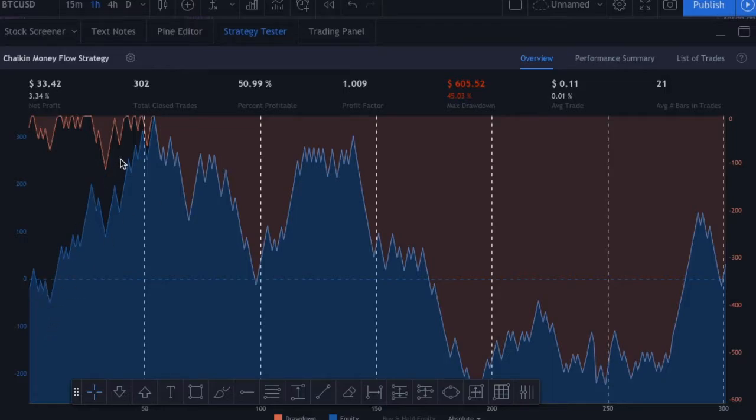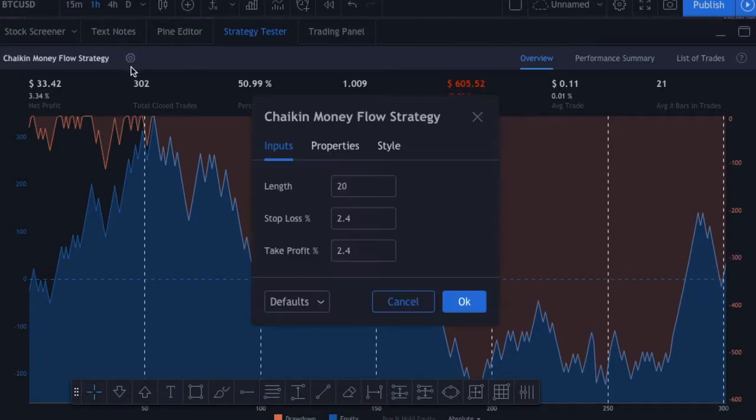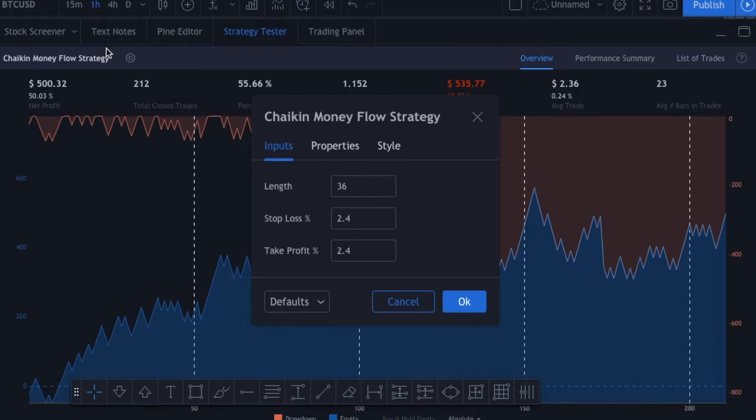If you notice, we would have been in profit for a little bit, come down, and then in profit just a tiny bit down here. So let's see. The best settings that you're going to want to use after I back tested this indicator are a length of 36. 36, the magic number for this indicator. Again, this is just for Bitcoin on the 1 hour chart. I have different videos for different time frames and different instruments.